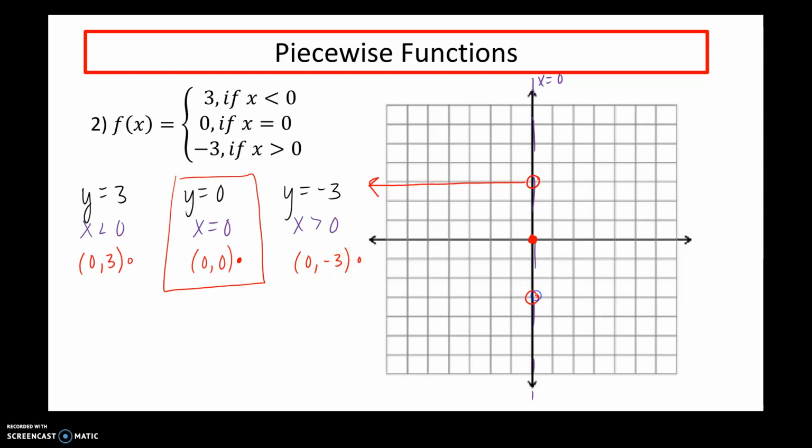Now I move over here. 0, negative 3 gets an open circle. What function am I graphing? I'm graphing the line y is equal to negative 3. And I'm only allowed to graph that line on the right-hand side of my y-axis, because on the right-hand side of my y-axis is where all my x values are positive. On the left-hand side of my y-axis, that's where all my x values are negative.